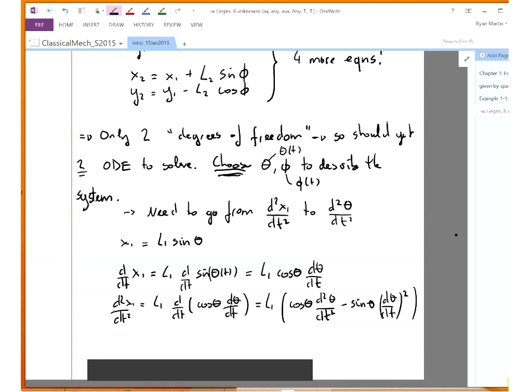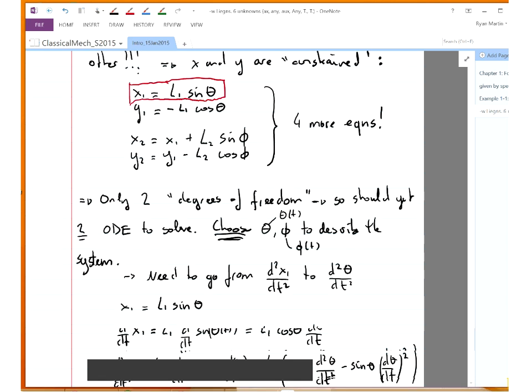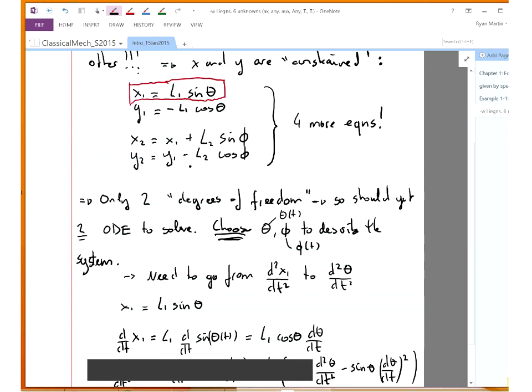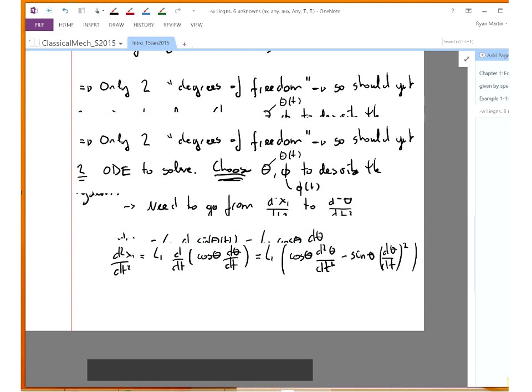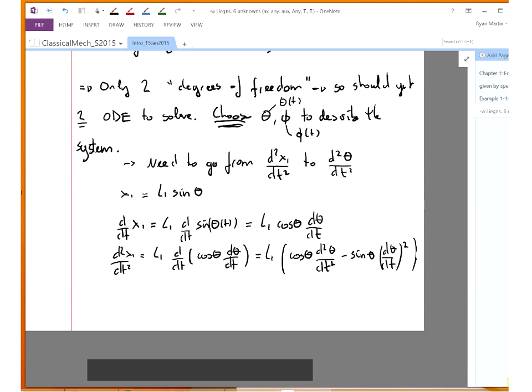You can do the same thing now with the x2, y1, and y2, again taking the derivative with respect to time twice of the functions that we have up here. That allows you to get rid of all the d squared x's and d squared y's in favor of d squared thetas and d squared phi's. And then you can mix it all up together and you'll end up with two differential equations for theta and phi. And I'm still on the fence whether I'll make you do that as an assignment.